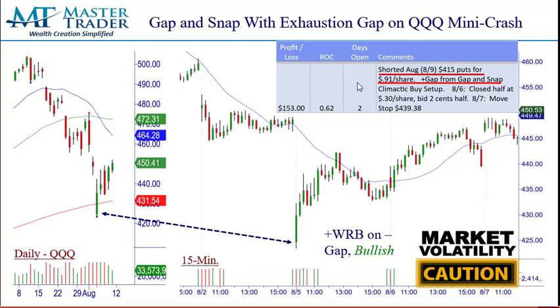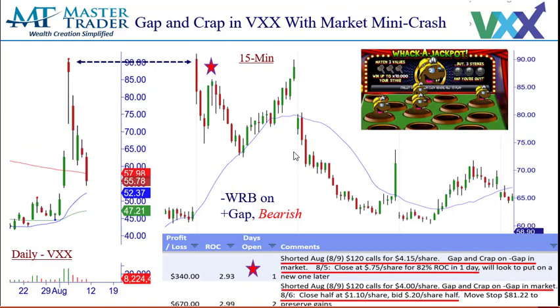This is a closed trade. We give the stock or ETF, we give the date, we give the symbol. We always give the technical setup and of course the stock or option strategy. So this was a bullish gap and snap far from the 20 period moving average, and we're playing the snapback from a climactic buy setup. So we immediately closed half at 30 cents, back half at 2 cents. But remember on the other slide, we did 19 of these. I'm just showing you a couple right here.